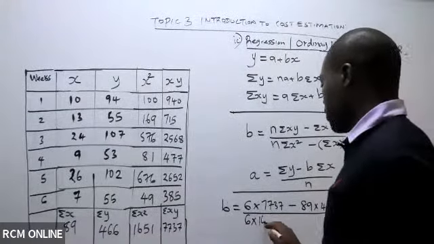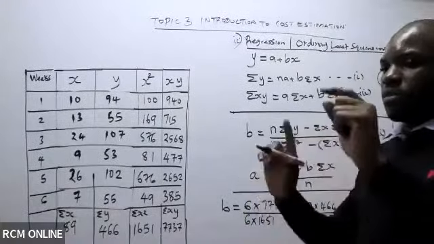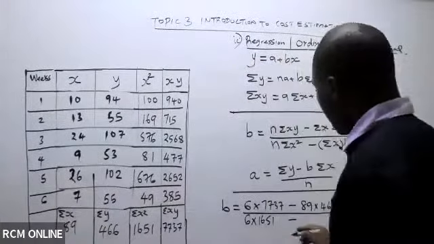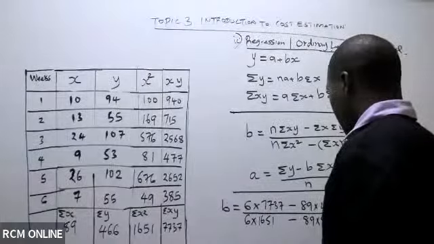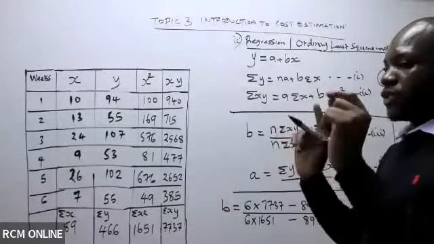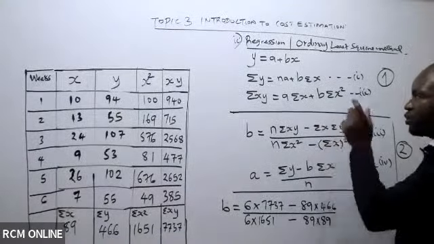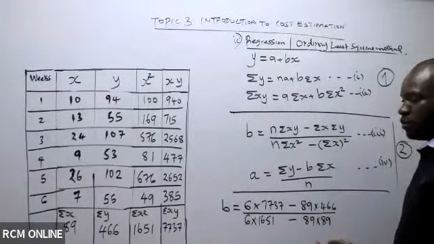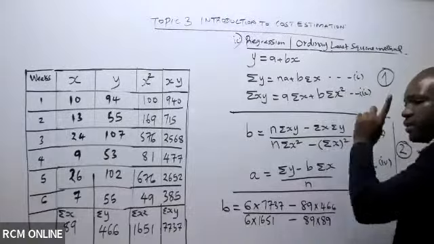Multiplied by 16, 51. Minus summation of X bracket squared. Summation of X is 89, so I'll take 89 multiplied by 89. That is the meaning of summation of X bracket squared. So that's what we have here. I believe you've been able to master the difference between summation of X squared and summation of X bracket squared.